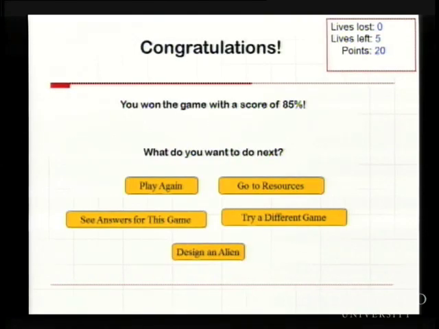And then afterwards, they get a screen that gives them their score and asks them what they want to do next. Do they want to play again? Do they want to go to the resources? Do they want to see answers for this game so they can check their answers versus the right answer? Do they want to try a different game, that is, go to another planet, do a different game, or do they opt out altogether and say, I'd like to design an alien? Nobody did this, which is good, because we didn't really have anything particularly good there for designing an alien.